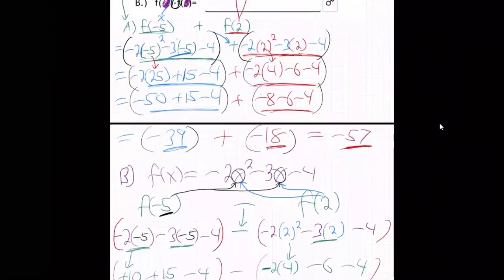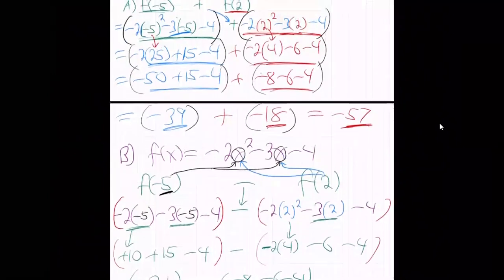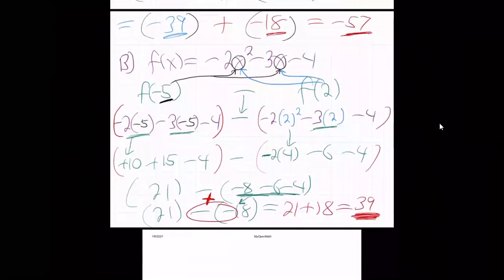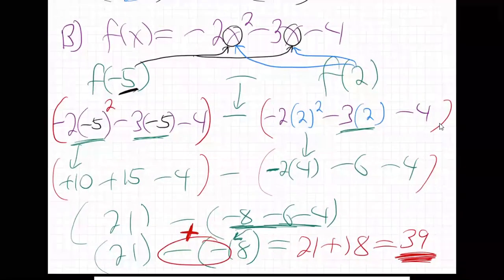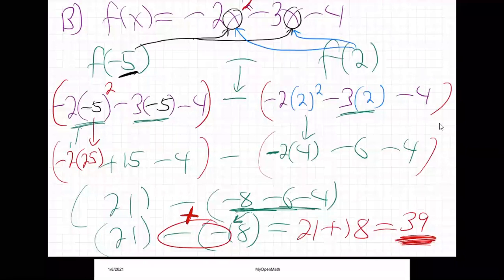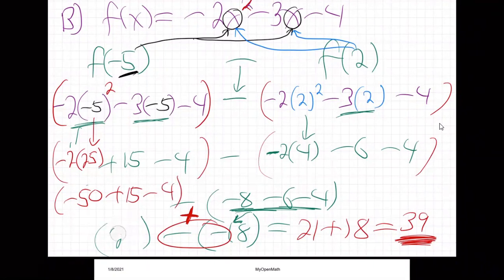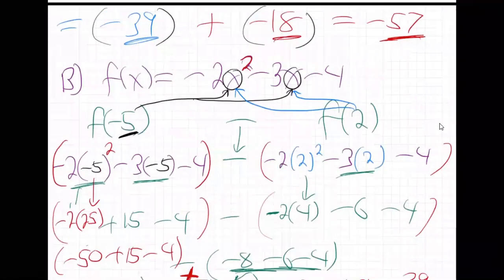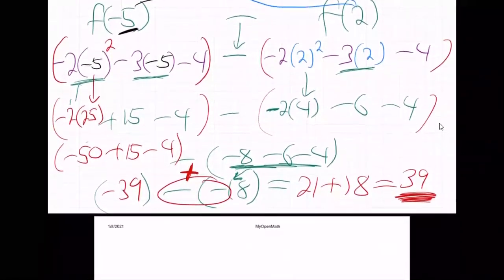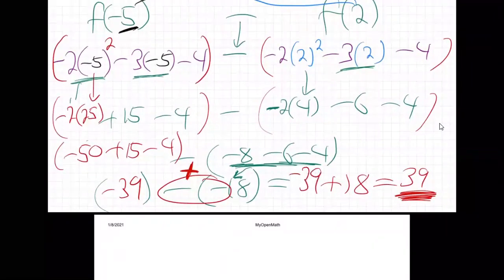Plugged in -5. Wait, did I get a different answer? Oh, I blew it. Okay, here's a dumb mistake. I forgot the square right here. This square. This was really stupid, sorry. -2 times 25, which should have been -50 plus 15 minus 4. And that should have been, I don't know, minus 39. Yeah, just like it came out back here, -39. Then the double negative became positive. So -39 plus 18. And then the final answer is -21. There we go. -21.